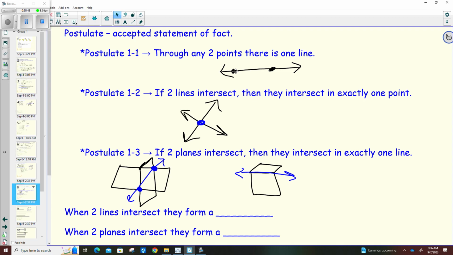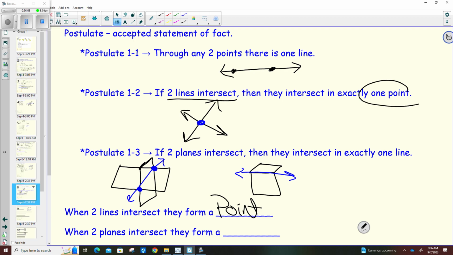All right, two lines intersect. They form a what? Two lines intersect? Point. Where'd you find it? Where's the answer? Through any 2 points, there is one line. Okay. But what about two lines intersecting? Second one, two lines intersect, 1 point. Two planes intersect, what do they form? A line. Perfect. Where's that one? The one right underneath. Exactly one line. Good. How many points to name a line? 2. How many points to name a plane?